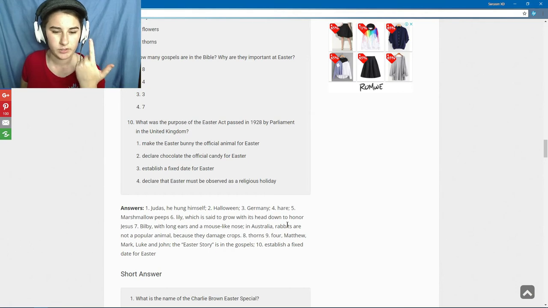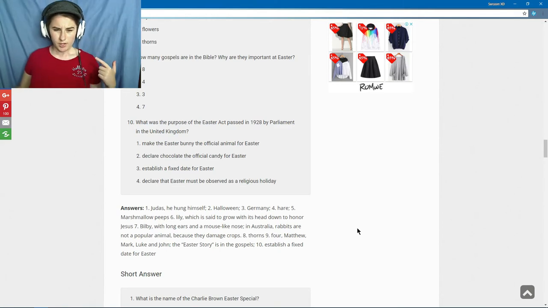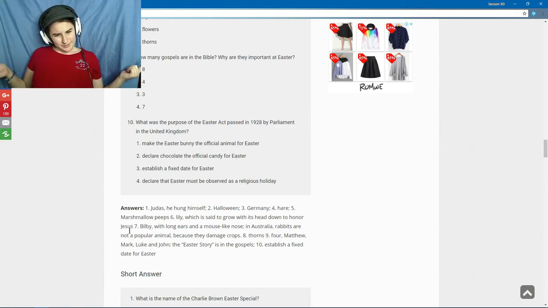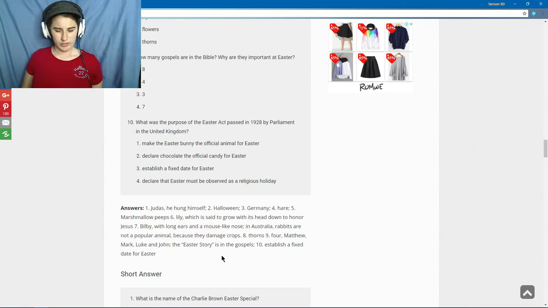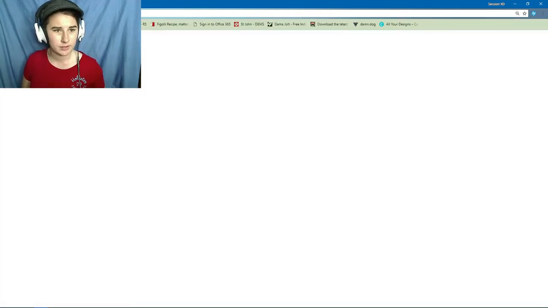A bilby, with long ears and a mouse-like nose. In Australia, rabbits are not a popular animal because they damage crops. What? That's not true, though. Crown of Thorns, 4. Yeah. Establish a fixed... Okay, hold on. What is this? I've never heard of this. And I'm an Aussie.